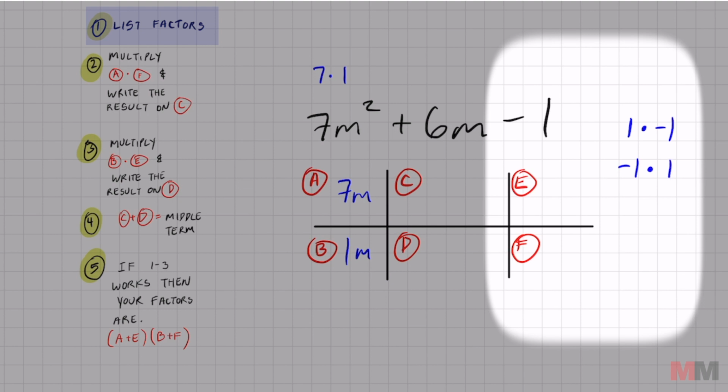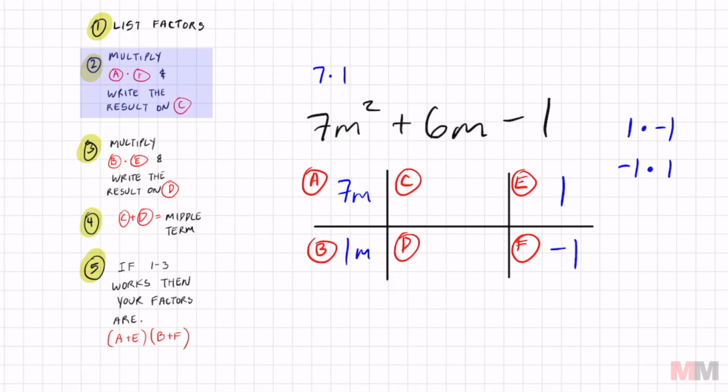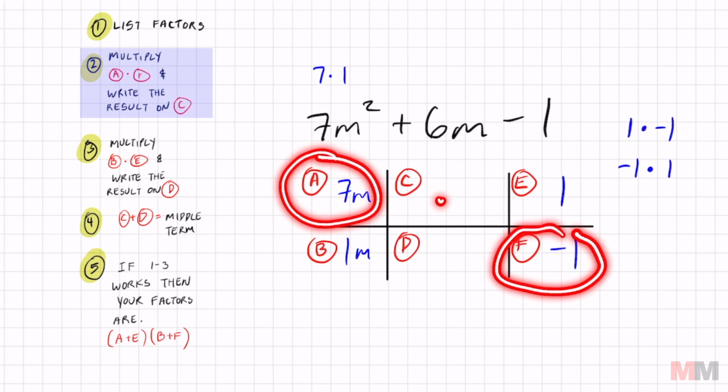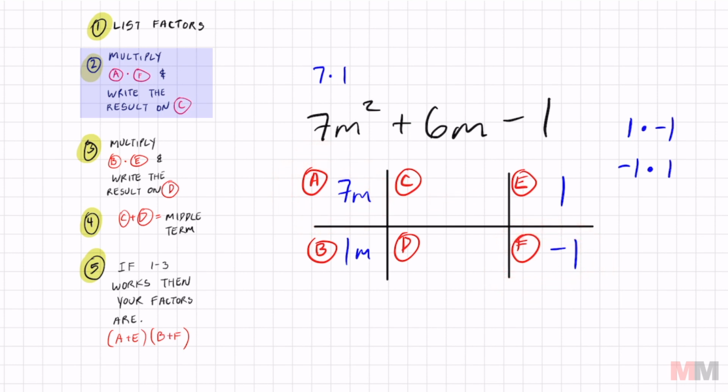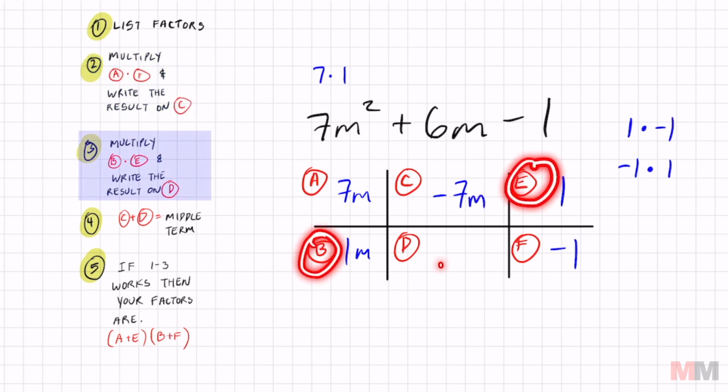So let's try out the first one for step number 2. 1 and negative 1. Let's say I wrote those right here. Step number 2, you're going to multiply box A and F and write the result right here. So 7m times negative 1 is negative 7m. And you're going to do the same for box B and E. Write the result right here. That's step number 3. 1m times 1 is 1m.